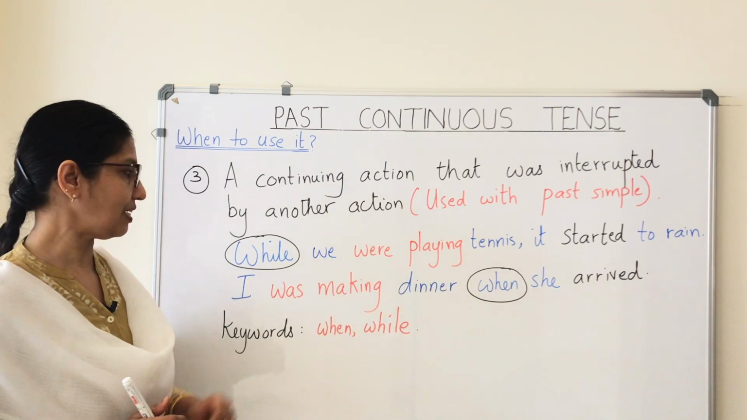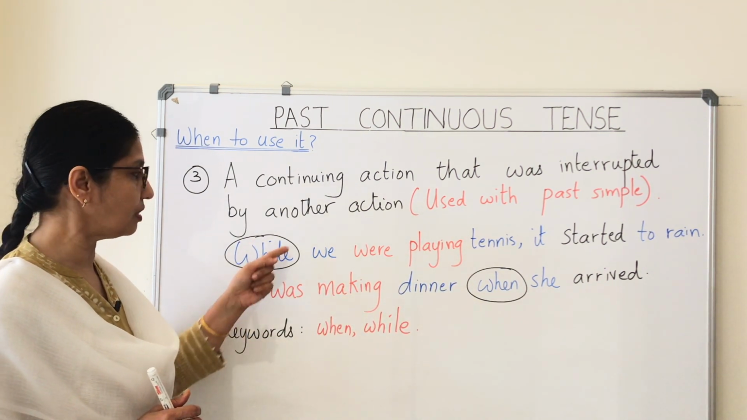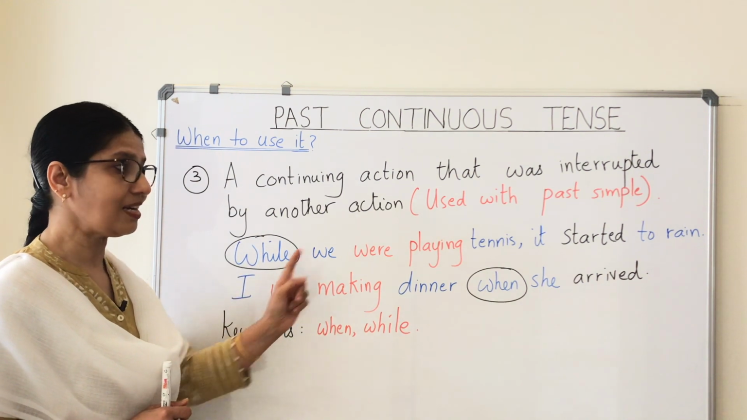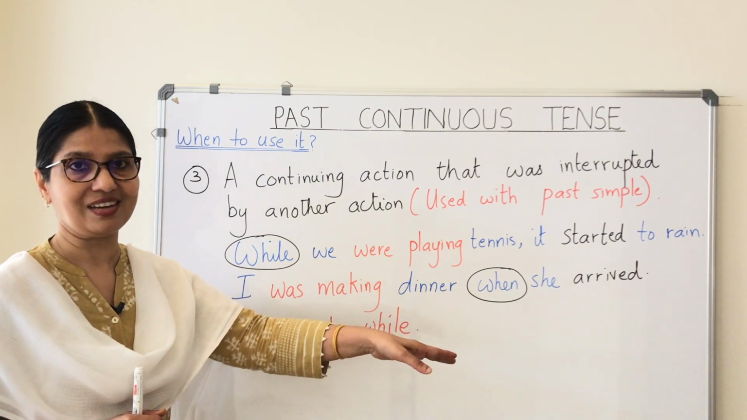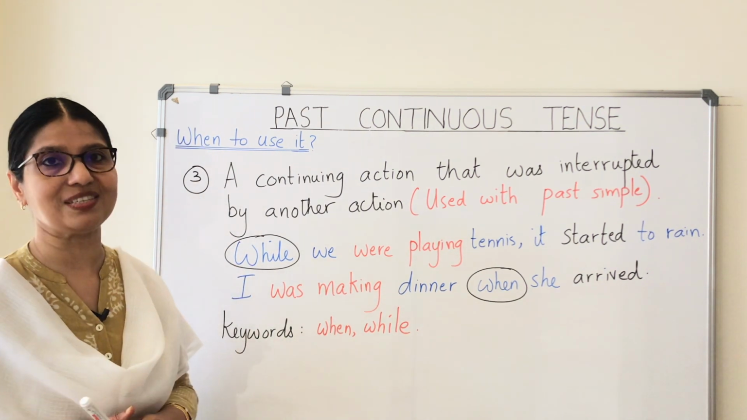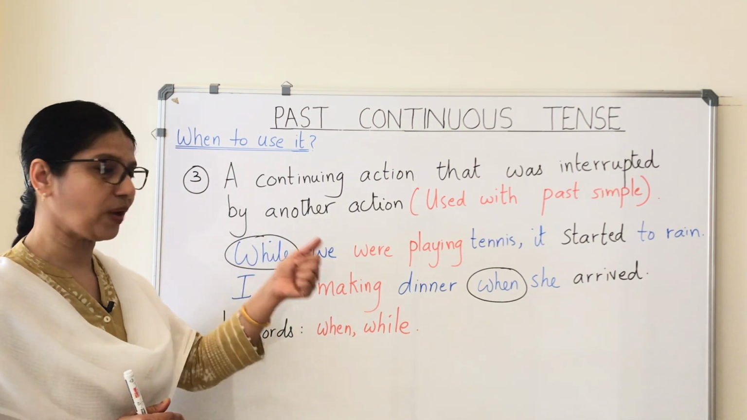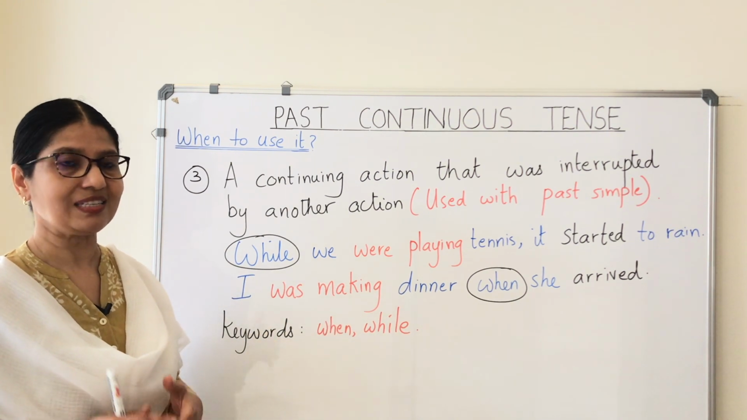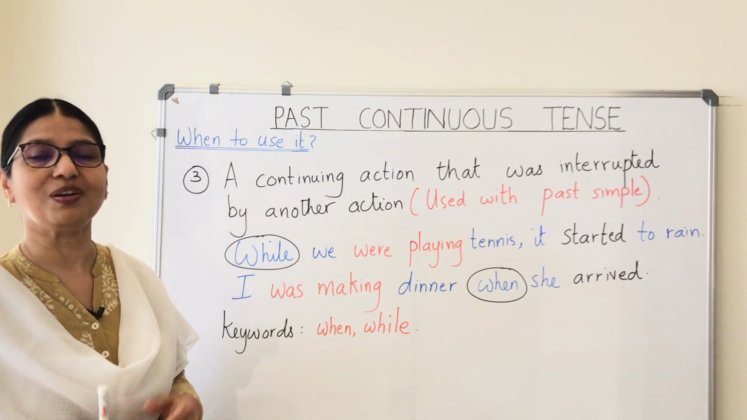And you can see that in the first sentence, I've circled this word while, and in the second you have when, which is circled. These two are used as keywords with past continuous tense. When you find when or while, you can be sure that it's going to be a combination of past continuous and past simple tenses.